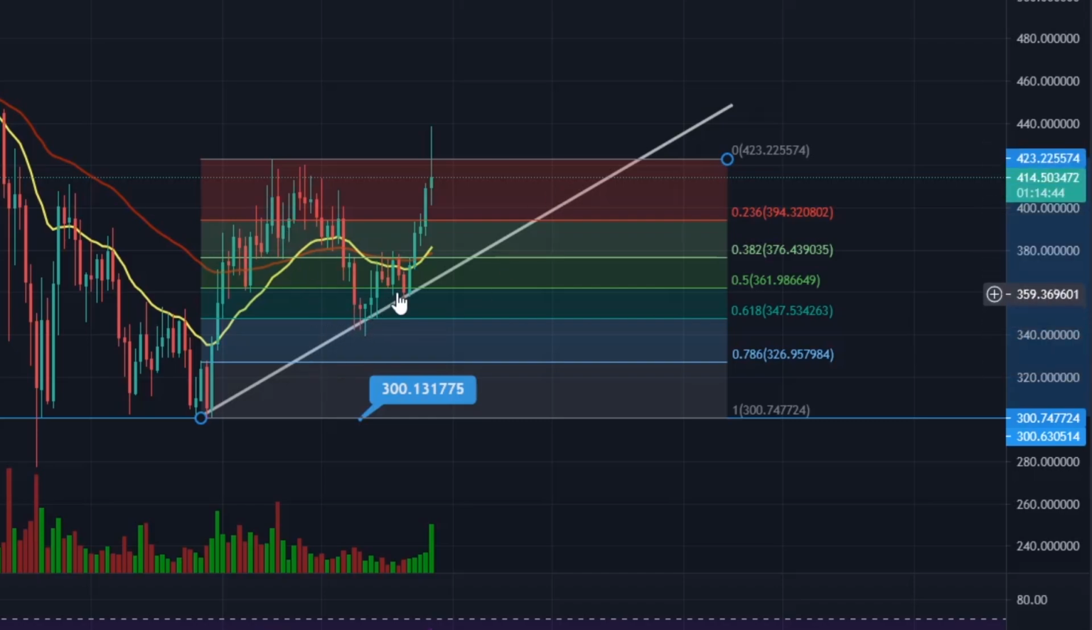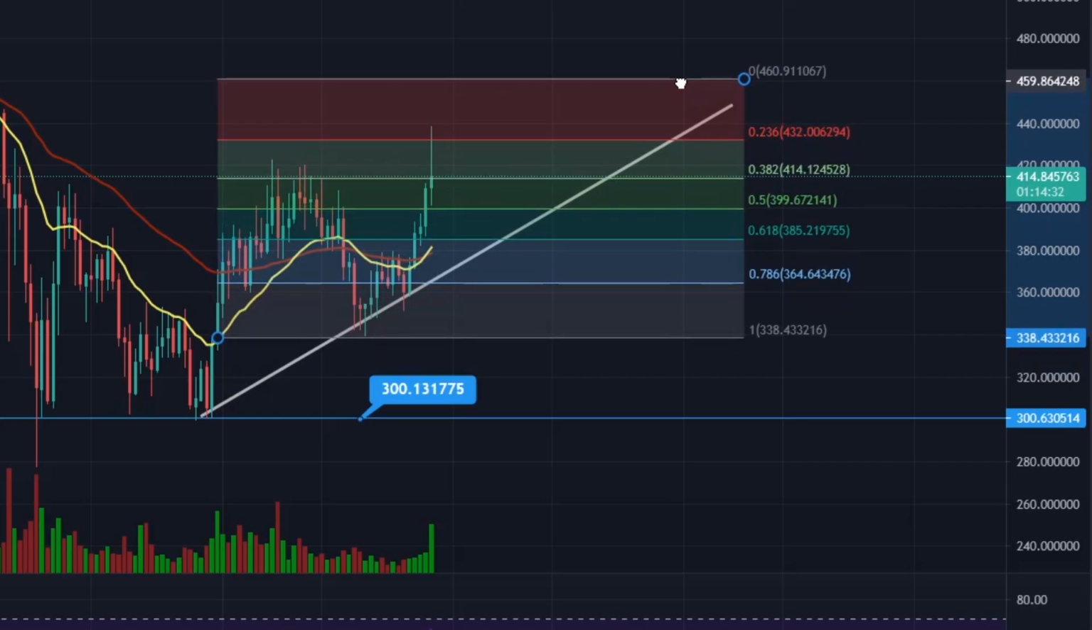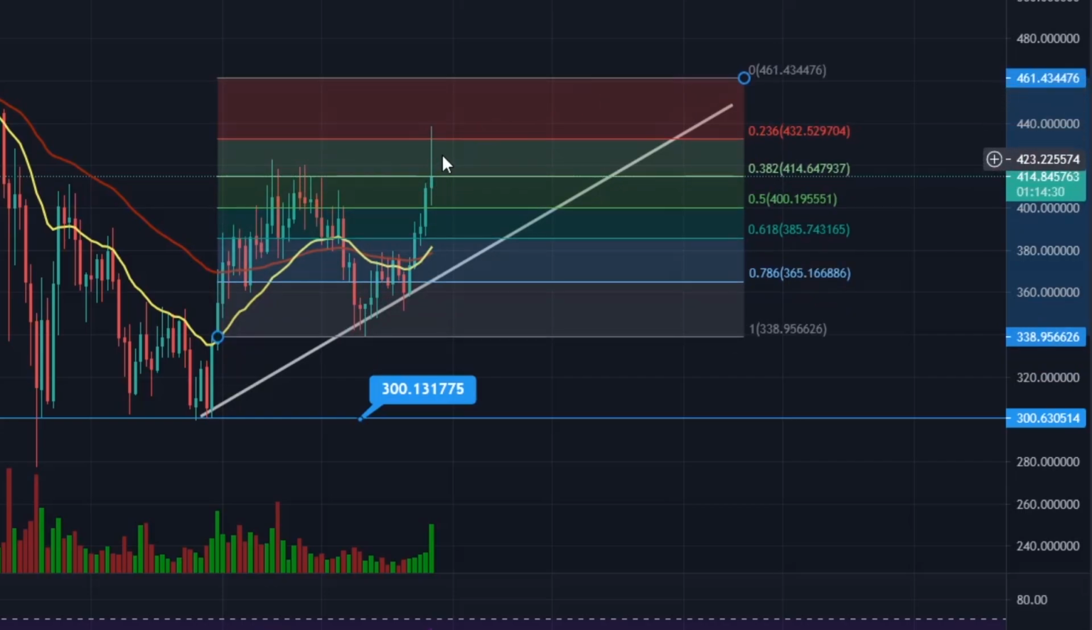And obviously we bounced off this support line moving forward. Then we started to form another impulsive wave, and this is the impulsive wave. Perhaps this is the end of this impulsive wave here. So let's move this up and see how we got on with it. So we're a little bit exhausted. We may potentially see a push up to this level here for Aave at 461.